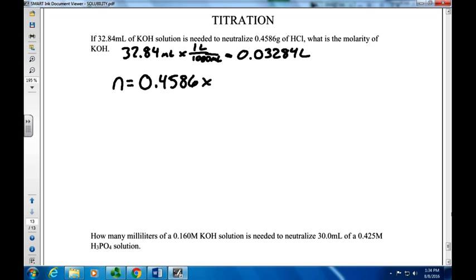So we can find that moles are equal to 0.4586 times 1 mole over 36.46 grams. And when you do the arithmetic out, you will find that you end up with 1.258 times 10 to the minus 2 moles.